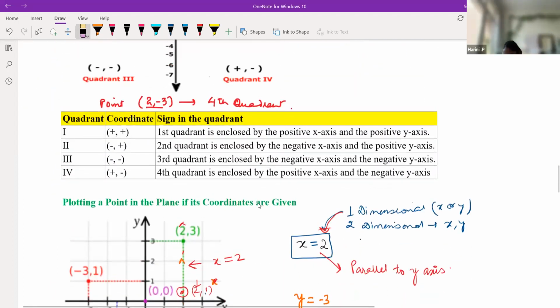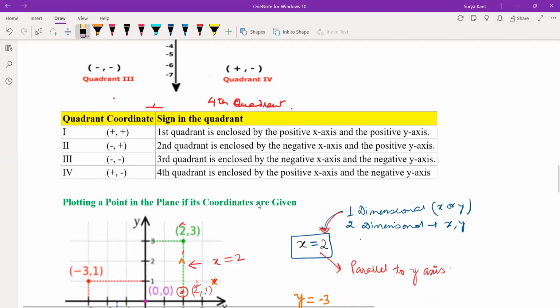Yes, sir. So this part is also clear to everyone. This is, this part. So which is first quadrant, what is happening? Second quadrant, what is happening? Okay.